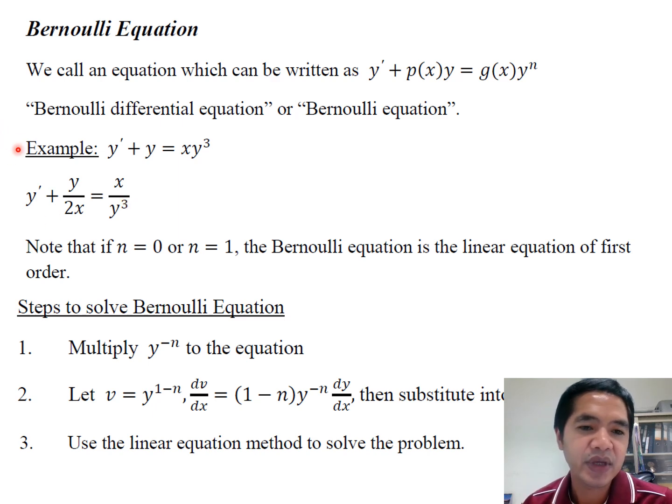After we have a Bernoulli equation of first order, you follow these 3 steps to solve the problem. In the first step, after you transform the problem into this form, multiply y to the minus n to the equation. In the second step, you let v equal to y to the 1 minus n. If you do the differentiation, you get dv over dx equal to 1 minus n times y to the minus n times dy over dx, right? Then you use v and dv over dx and substitute back into the first step.